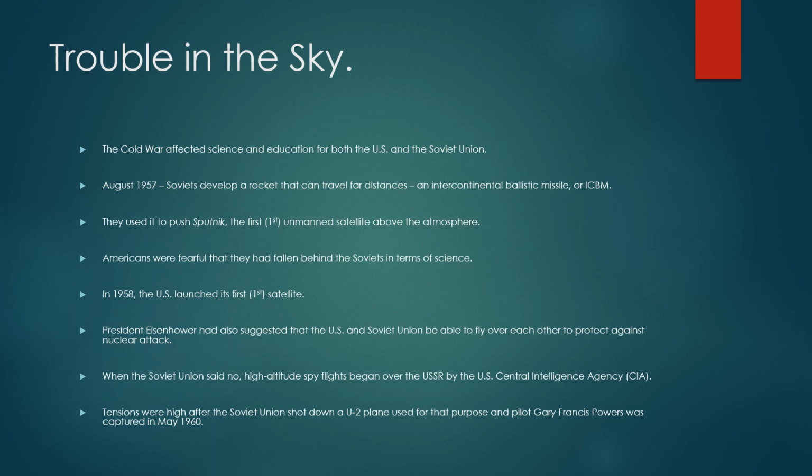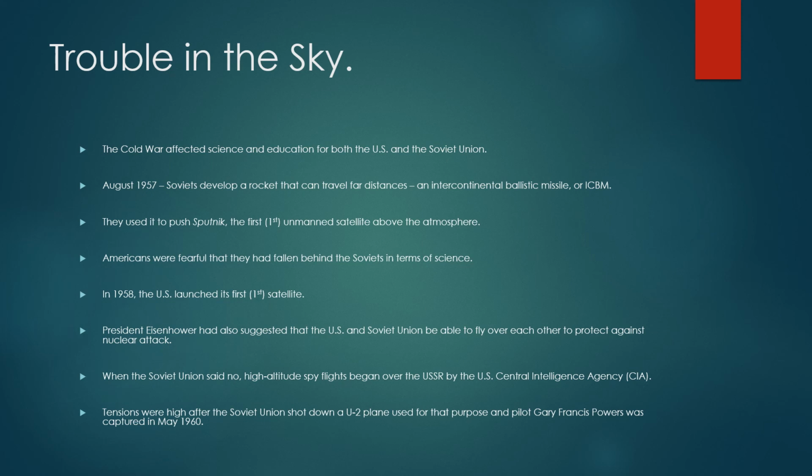Now, one thing to kind of calm tension and form some type of peace, President Eisenhower had suggested the U.S. and the Soviet Union be able to fly over each other to protect against a nuclear attack. Now, when the Soviet Union said no to this, high-altitude spy flights began over the USSR by U-2 planes. And this was done by the U.S. Central Intelligence Agency, or the CIA. Again, you've probably heard of them before, too.